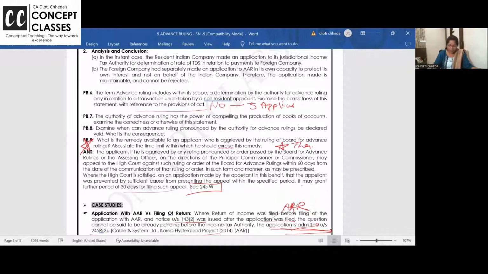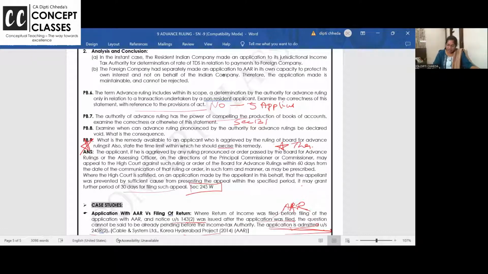See the language. Does the authority for advance ruling have the power of compelling production of books of accounts? Yes, right over here in the exam, section 131. They have all the powers: discovery, inspection, issuing notice, summoning someone, examining on oath, taking all his answers, and making him fill the questionnaire. They can get all of it done.